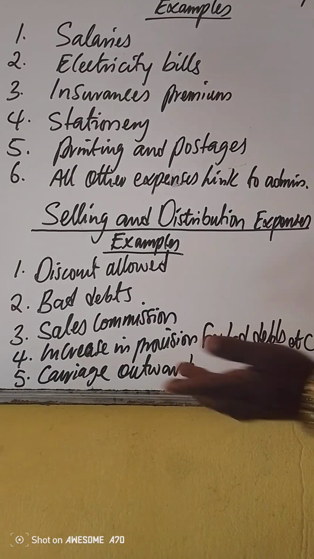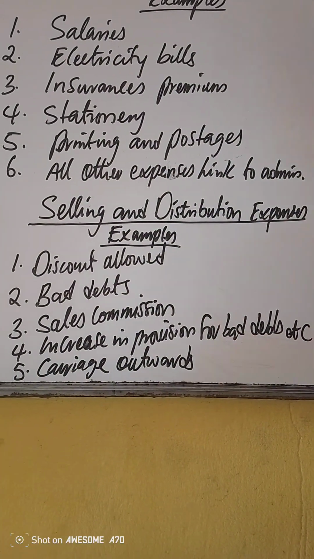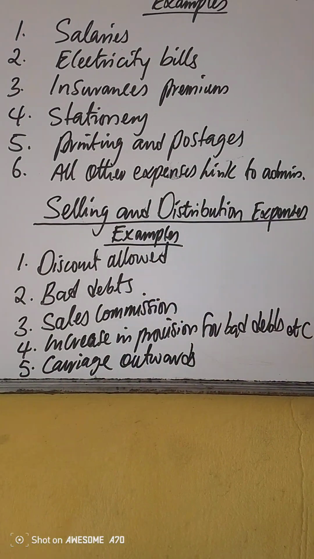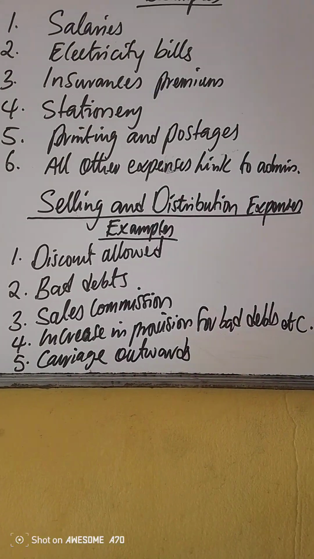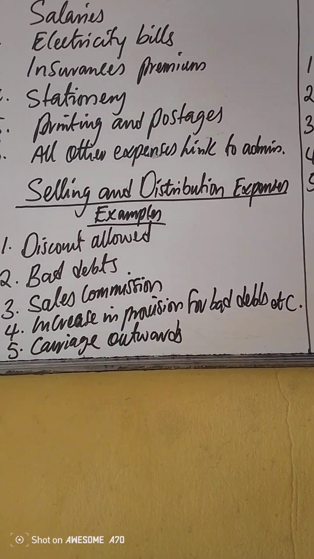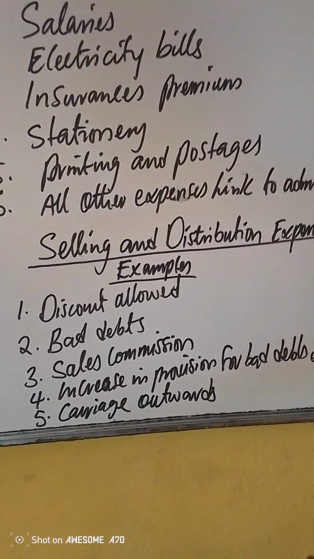Next, we have what is called increase in provision for bad debts. Just like bad debt is here, so some bad debts, your business makes what is called provision for bad debts, whereby debtors are likely not to pay. So if there's an increase in provision or new provision for bad debts, such expense is under selling and distribution.